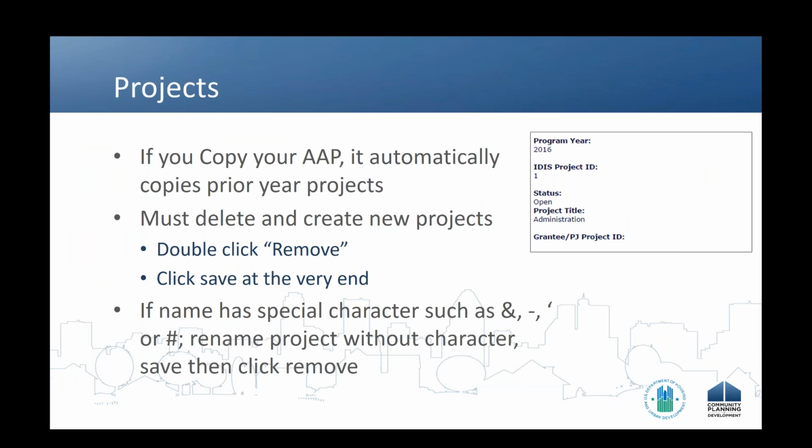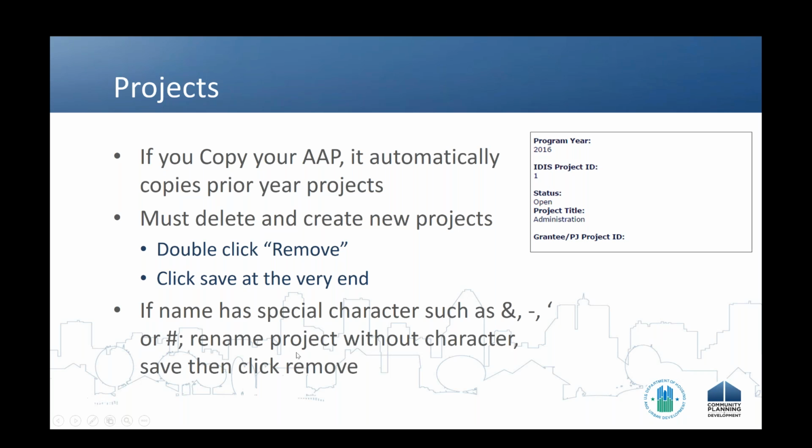The last reminder or tip that we have for you on your action plans is on your projects. If you copy your annual action plan, it will automatically copy all of your prior year projects and maintain them as a prior year project. That means, as you see here on this screenshot, that program year stays at 2016. And I'll show you this in IDIS in a minute, but when you copy those projects forward, you're not able to edit that program year. So while all of the other content copies forward, you're able to keep a lot of that more general content within your action plan, you will need to delete and create new projects each year.